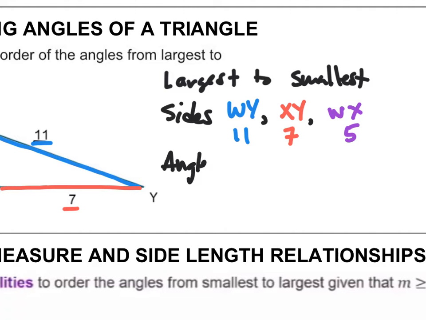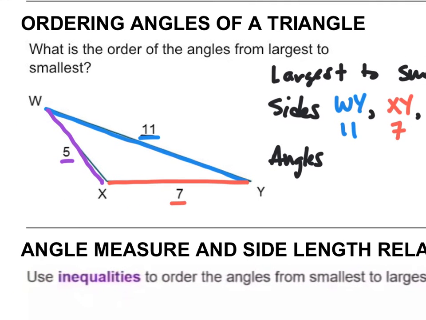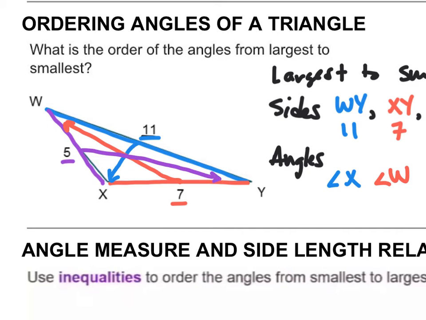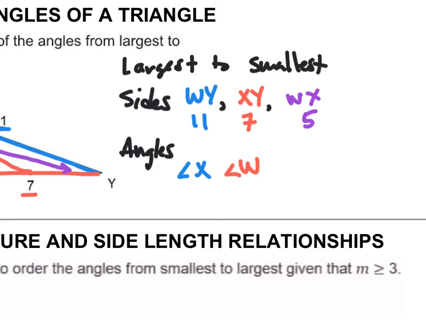So here's my angles. And so then, if WY was my largest side, I want to draw a line to the angle that's on the opposite side, that's across from that side. And that would be angle X. The next one is XY, which is 7, and I need to find my angle that is across from that one, which is angle W. The last one was WX, which is 5, and let's find the angle that is across from WX, which is angle Y. And that's what we're looking for.